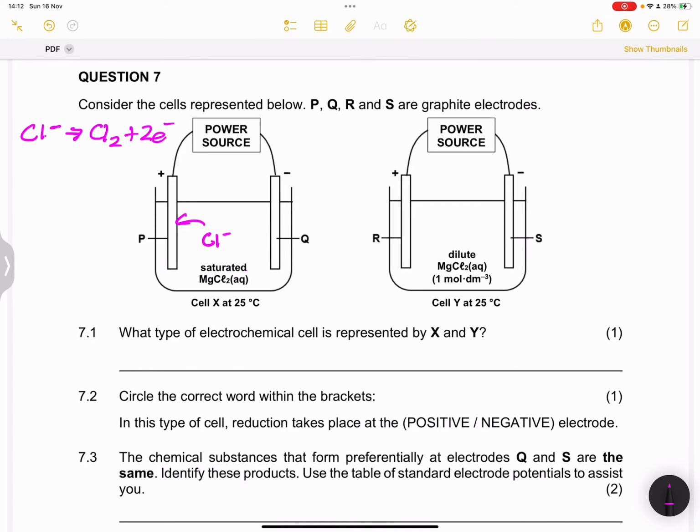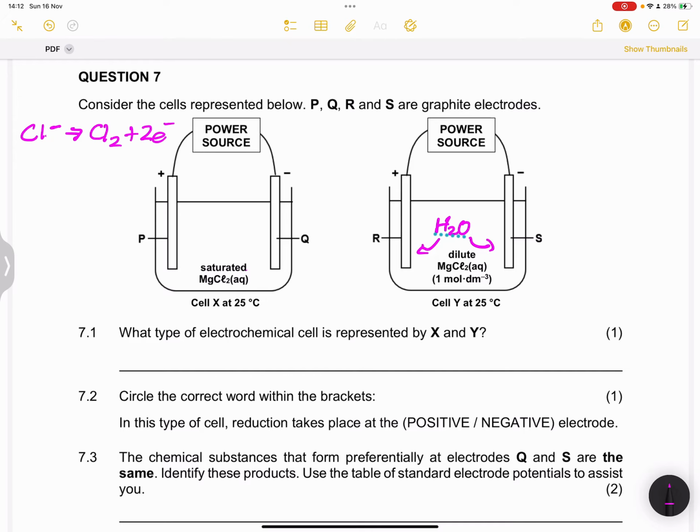Now, I just wanted to show you what happens in the other reaction. Here we've got dilute magnesium chloride, which means what is dominating there is water. So in this case, you're going to have, in a sense, the autoionization of water. H2O will undergo oxidation in the one instance and reduction in the other instance. We're going to talk about what those reactions look like respectively, but let's answer the questions that are asked.